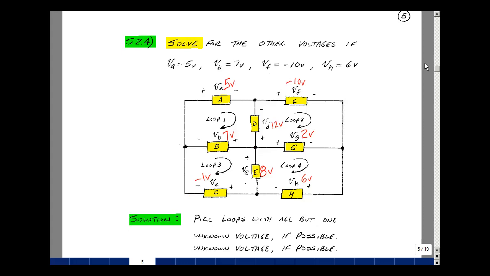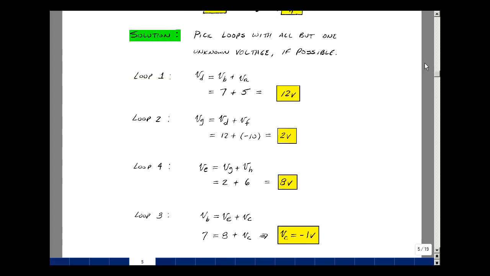The work is shown below. Here's our loop 1, loop 2, loop 4, and loop 3. And this is Supplemental Problem 2.4.